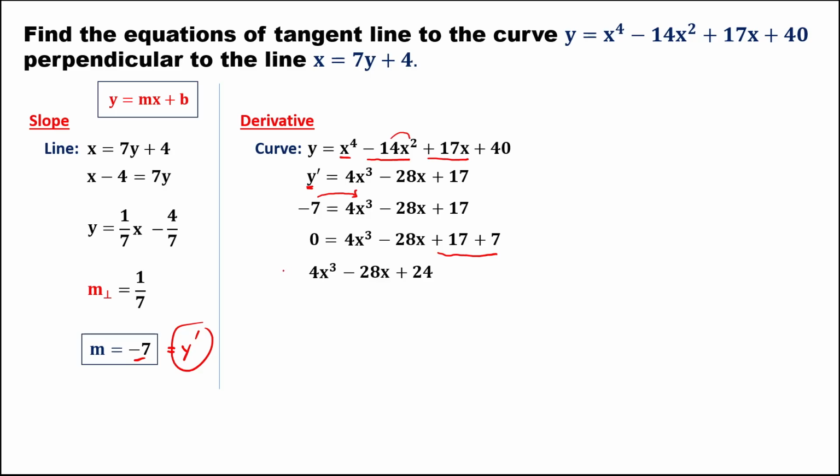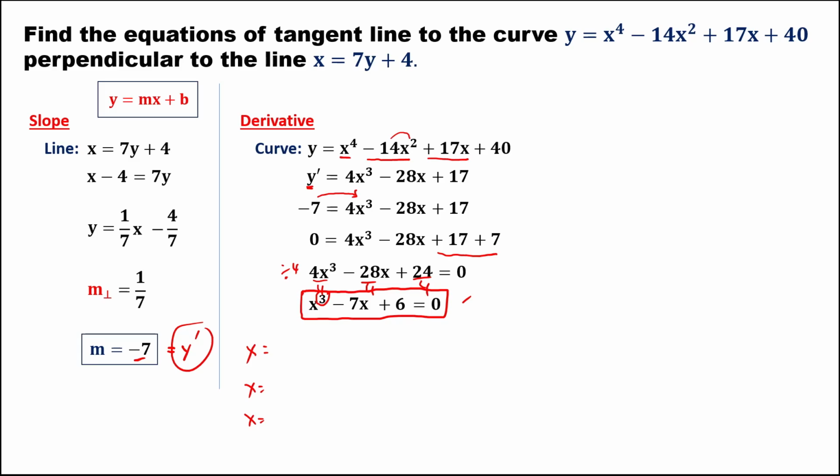Then since every term is divisible by 4, we need to reduce. So divide every term by 4. So this becomes x squared minus 7x plus 6 equals 0. Then from this, we need to find the values or the roots of this equation. Since the degree is 3, therefore there are 3 values for x.